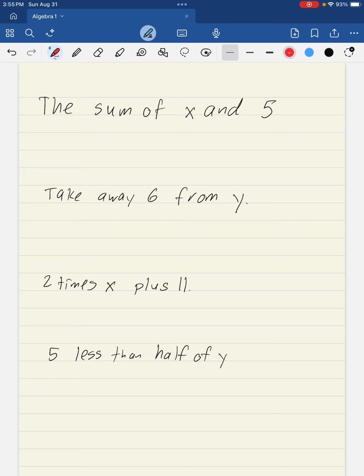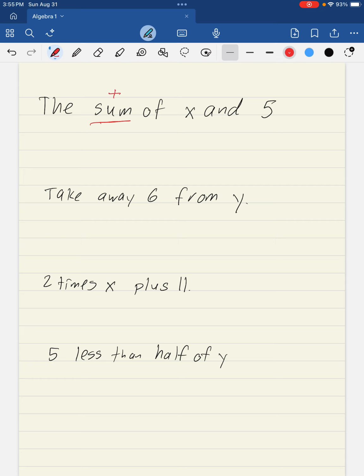The first one says the sum of x and 5. Sometimes instead of a variable, it will say a number, like literally, the sum of a number and 5. Well, you can just put x or y, any variable of your choice there. The sum of x and 5, you have to know that the sum is the answer to an addition problem.